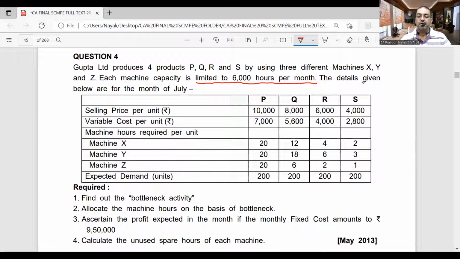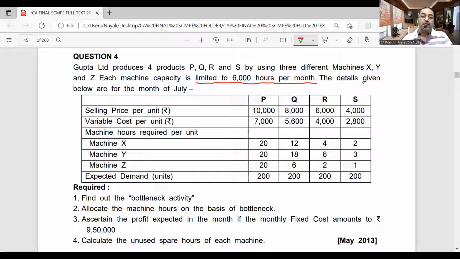So my first job is to find out the bottleneck activity. How to find out the bottleneck activity? I've told you in the last lecture: indicators of constraint, 3 indicators. Either the machine has the minimum capacity, or there is a large amount of work in progress stock collected at a particular point, or that particular machine is being utilized more than other machines. Then that is a bottleneck activity. Nothing is visible from the question itself.